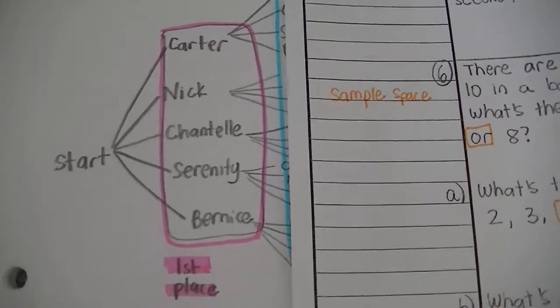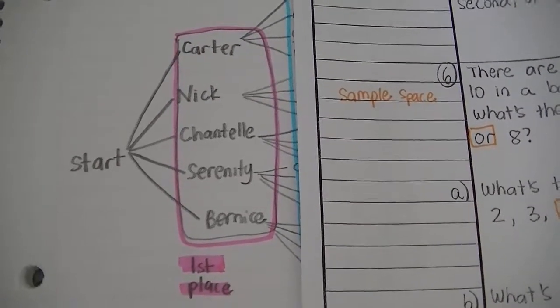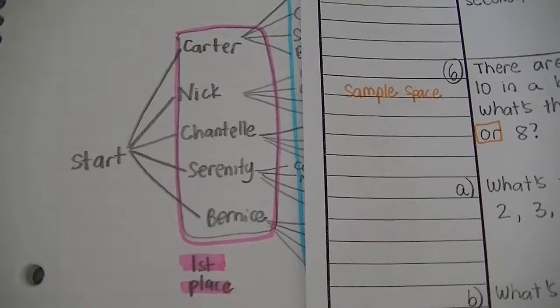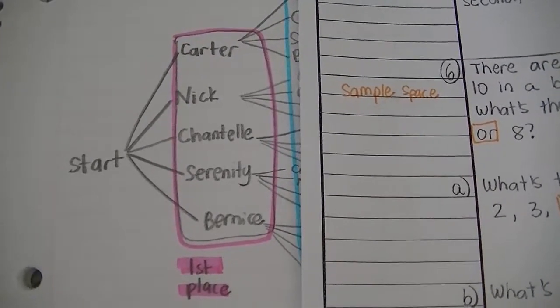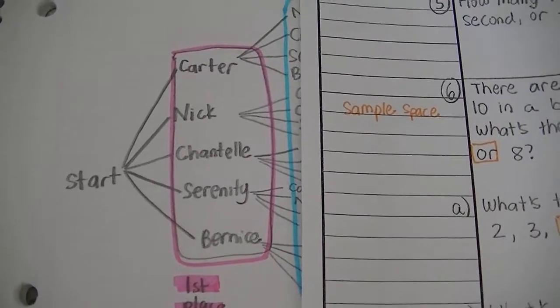Carter can take first place. Nick could take first place. Chantel could take first place. Serenity could take first place, or Bernice could take first place. Let's pretend that Carter took first place.